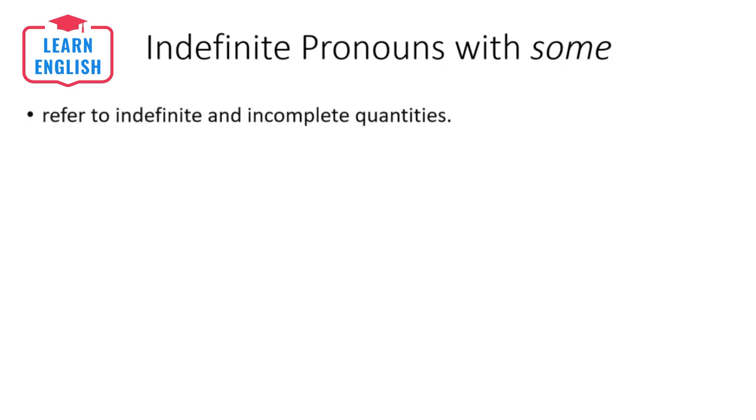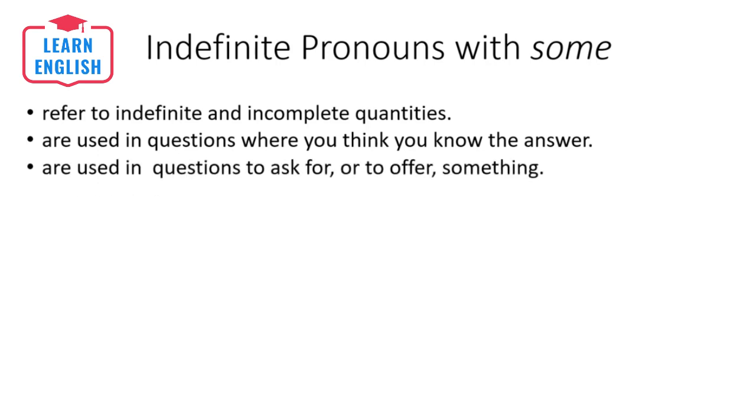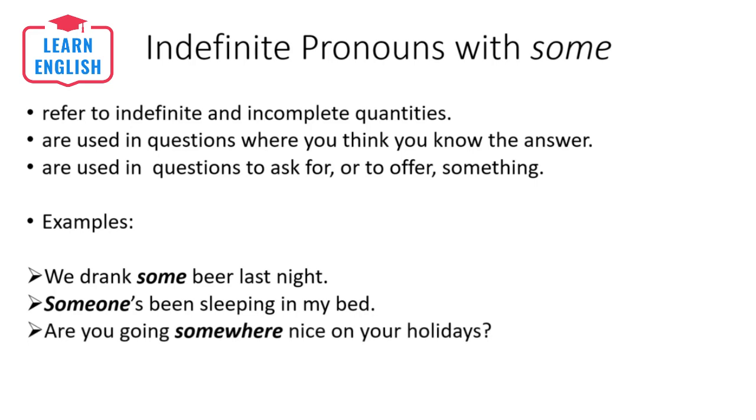Indefinite pronouns with some. These refer to indefinite or incomplete quantities and are used in questions where you think you know the answer. They're also used in questions to ask for or offer something, and we'll see some examples. We drank some beer last night. We don't know exactly how many. Someone's been sleeping in my bed. Great quote from Goldilocks and the Three Bears. Are you going somewhere nice on your holidays? Would you like some tea?